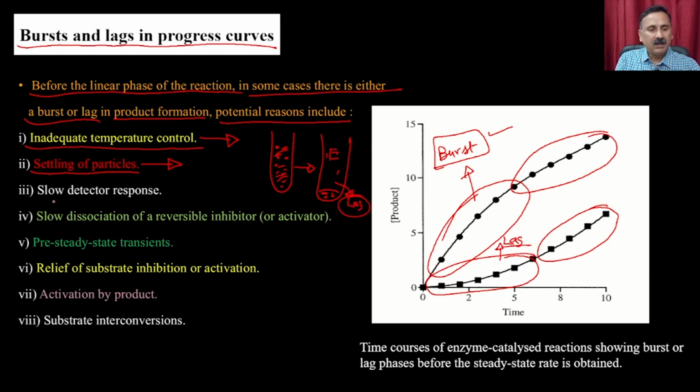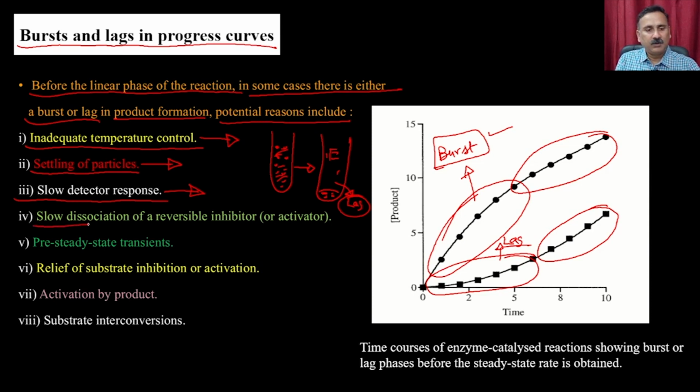Then sometimes we have a slow detector response, which means your measuring devices also have a fault. They will either measure very quickly, or they take time to measure, and because of that, the enzyme is catalyzing its reactions, but you are measuring very slowly. So that's why you can have this particular type of curve.